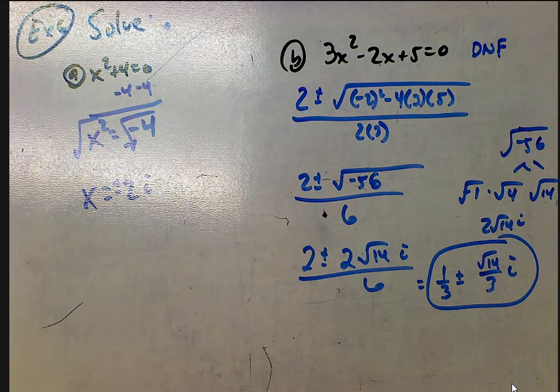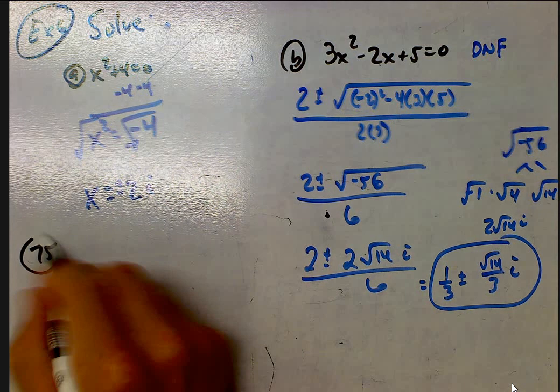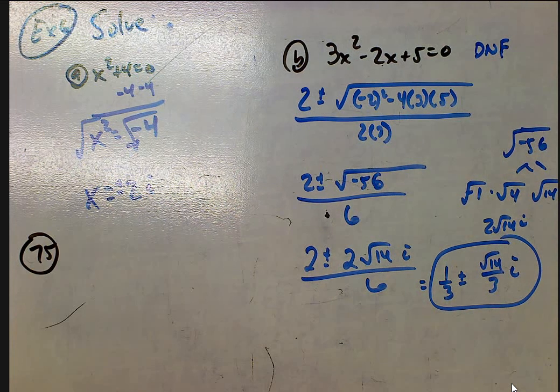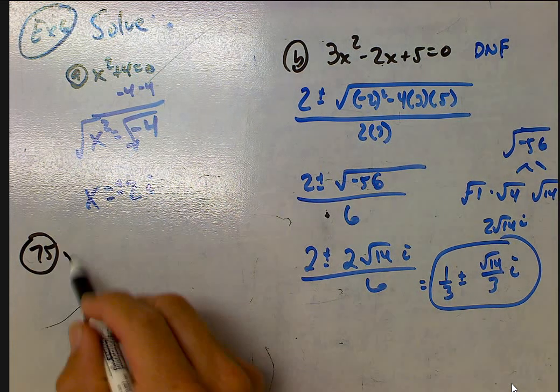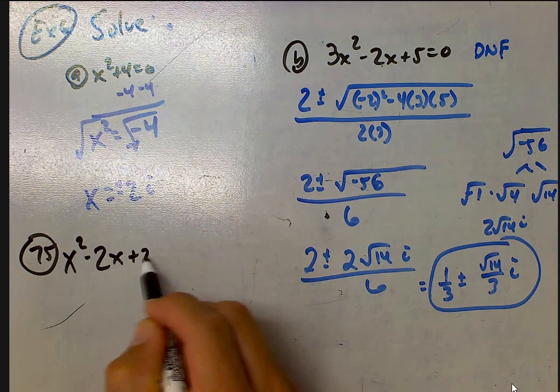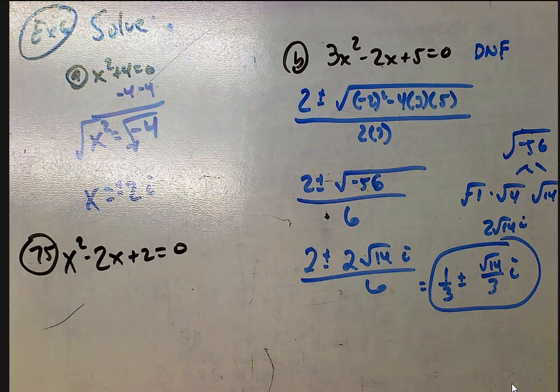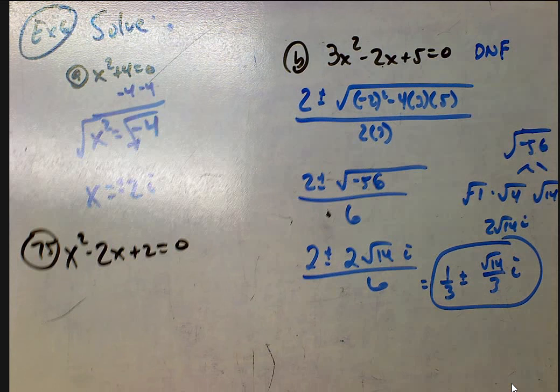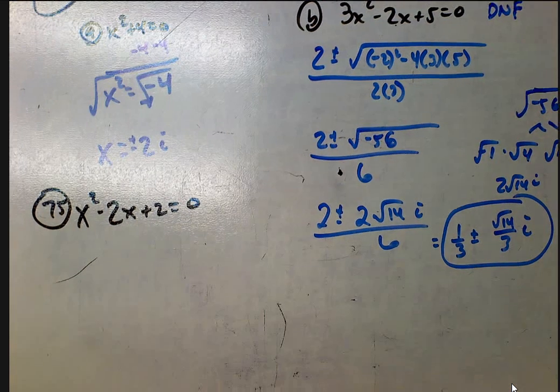Go ahead and try number 75 out of your book. 75 says x squared minus 2x plus 2 equals 0. You're going to need quadratic formula. Go ahead and try it out. Press pause. When you come back, you'll be able to see how to work it out correctly.